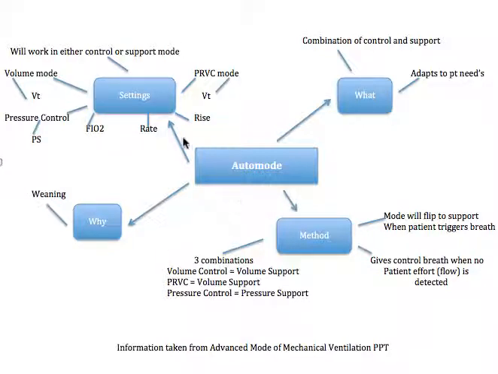So if we go up here to the settings of the auto mode, it depends on what you're in. Either one of these is going to work in a control or support mode, but it depends. So if you're in a volume mode, you would have to set a tidal volume. You'd have to set a pressure control, pressure support, your FiO2 for any of them. You have to set a rate for any of them. You have to set a rise time for any of them. The PRVC mode, you would set a tidal volume for as well. And if you're in pressure control, you would have to set a pressure. So it just depends on which mode you're in, these three combinations down here.